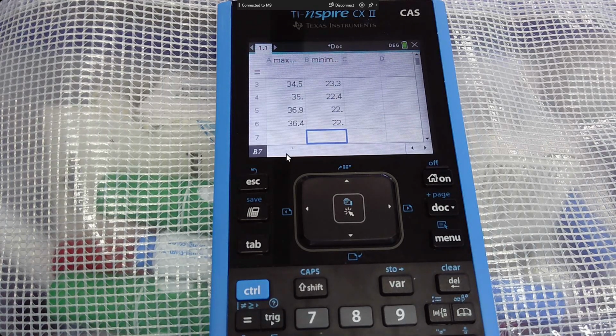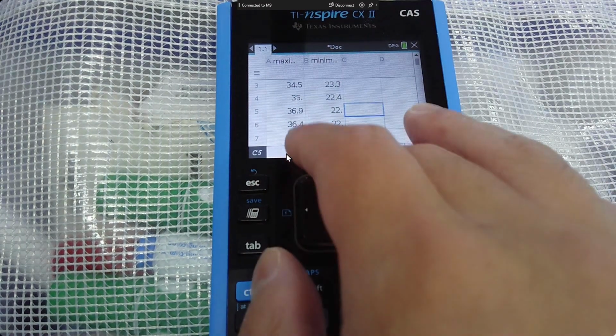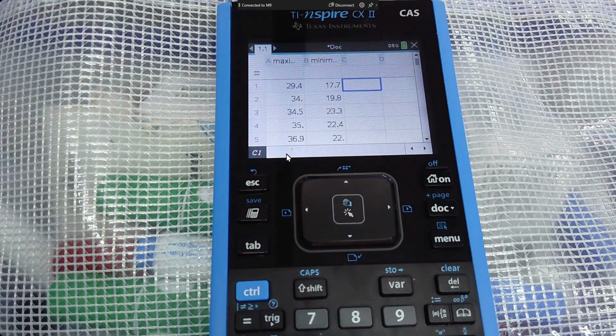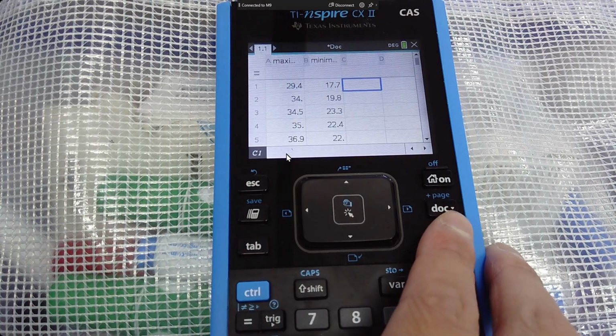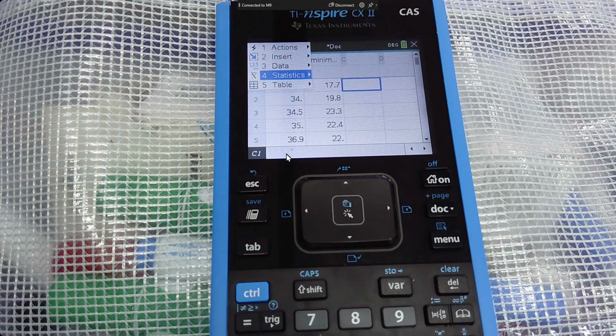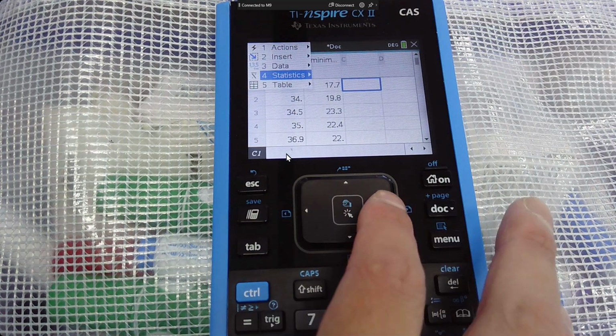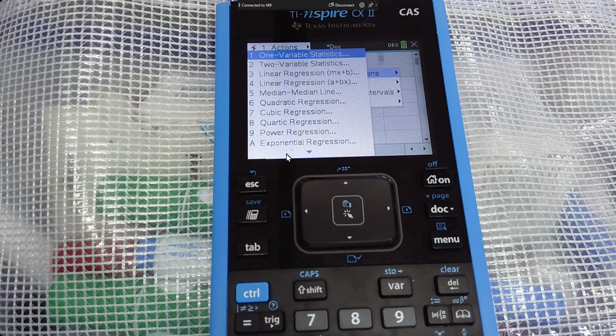All right, year 12s, please quieten down and follow my instructions. If you weren't in Methods, if you weren't in General last year, you need to memorize this. Okay, menu, number 4, statistics. Number 1, stat calculations. And this time we are going to do number 4, linear regression a plus bx.